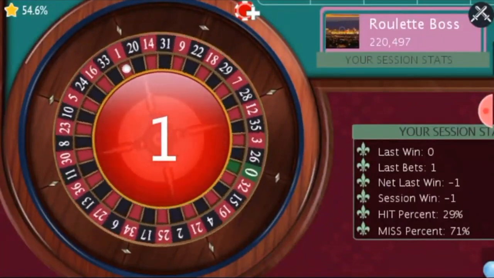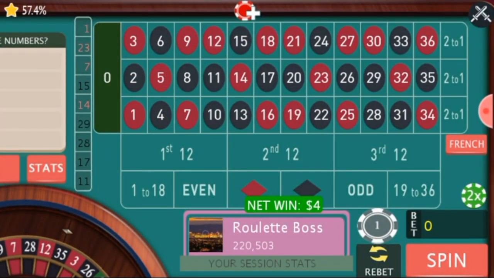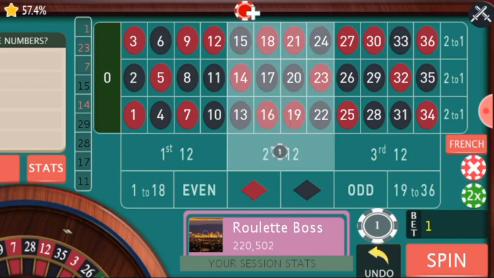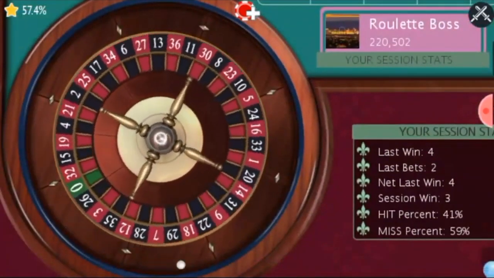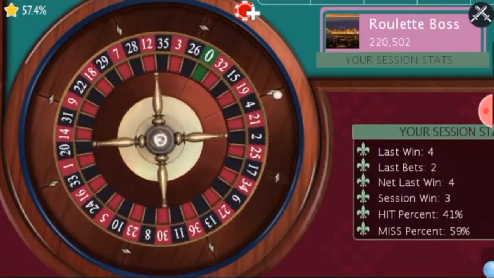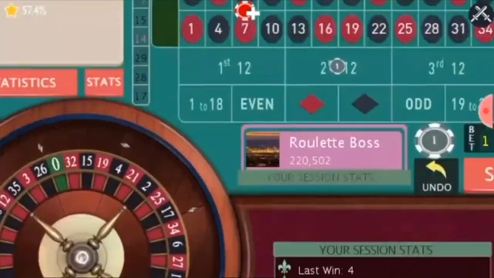So I have a hit on spin number 1. Playing for anything greater than 2 units profit, I'm up to 3 units in profit. I'm going to restart the entire progression. It tells me to bet on the second dozen. This is spin number 1. Playing for anything greater than 3 units in profit. I lose on spin number 1.